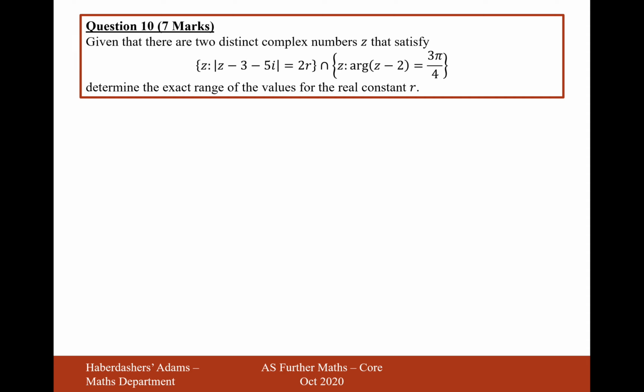Here we're on question 10, the final question for this paper. Given that there are two distinct complex numbers z that satisfy both of these set notation locus points, determine the exact range of values for the real constant r. So r is in here, that's going to determine the radius of the circle. Let's draw a really clear diagram so we can visualize what we're doing here.